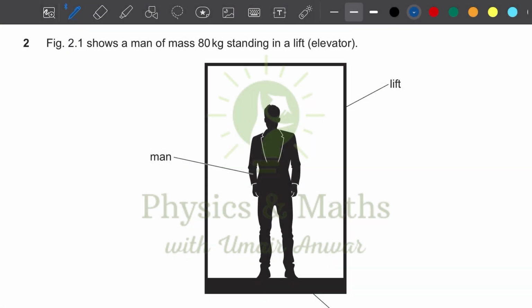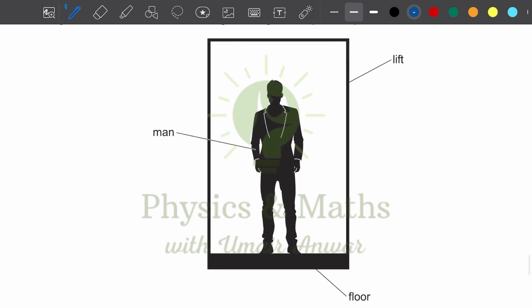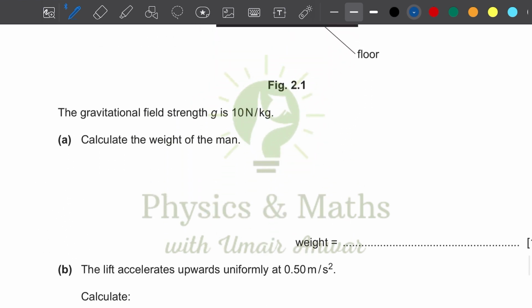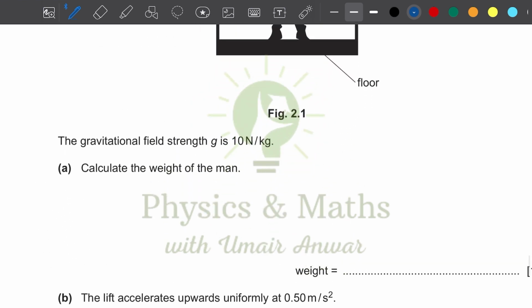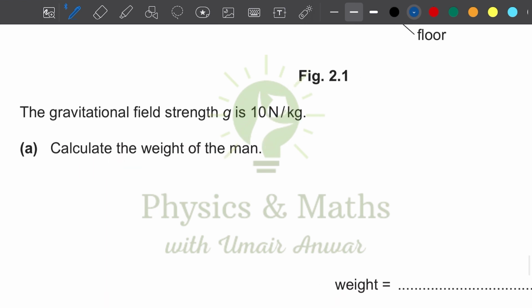Welcome to this tutorial. I'm solving question number 2 of paper 2-1 October-November exam series of 2021. The question says figure 2.1 shows a man of mass 80 kilograms standing in a lift elevator. The gravitational field strength g is 10 Newton per kilogram. Calculate the weight of the man.